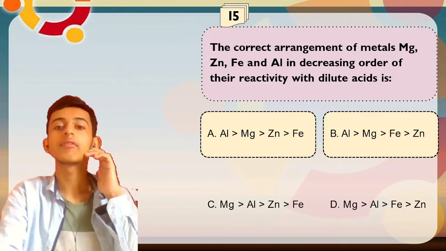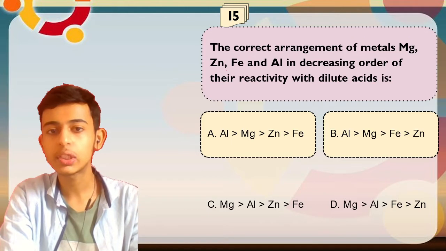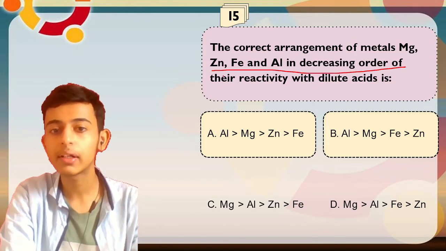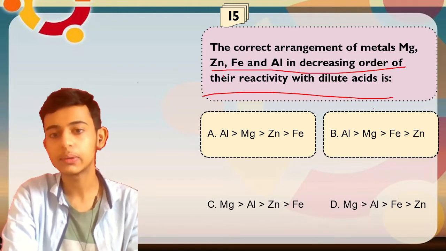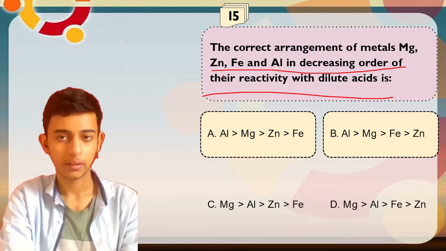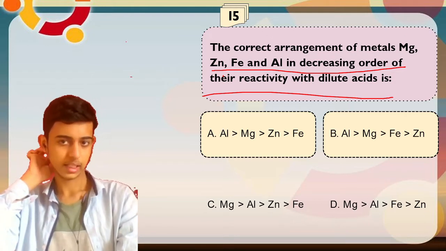Okay. 15. The correct arrangement of metals Mg, Zn, and Fe in decreasing order of their reactivity with dilute acids. Decreasing means, who's going to tell me the answer?